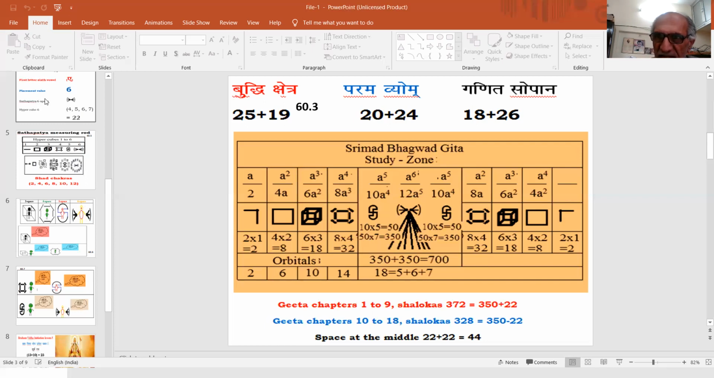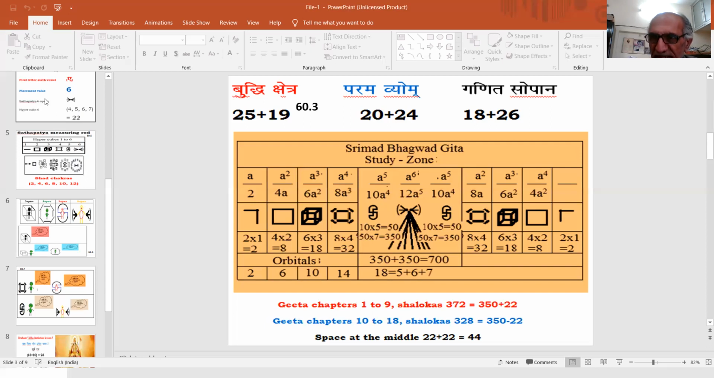as Srimad Bhagavad Gita is so organized that within the gaps of the shlokas of different chapters of Srimad Bhagavad Gita are lively values of Ganita sutras and upsutras. Srimad Bhagavad Gita is a scripture of 18 chapters. The complete scripture is of 700 shlokas. Chapters 1 to 9 are of 372 shlokas, which is 22 more than 350, the half of 700. Chapters 10 to 18 are of 328 shlokas, which is 22 less than 350, the half of 700.